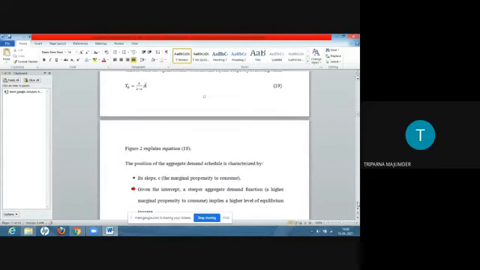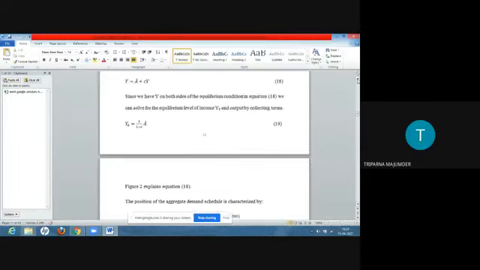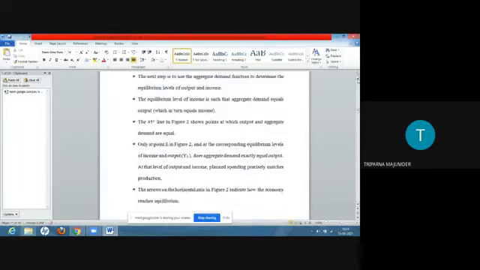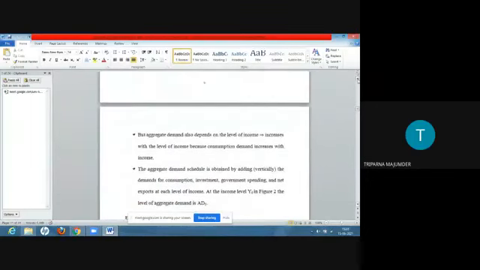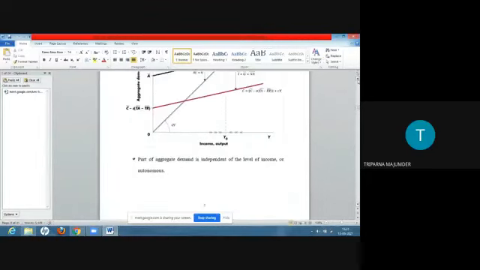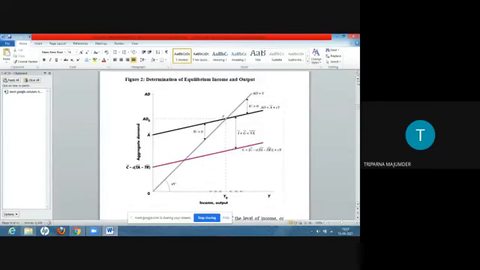From the figure as well as from equation 19, we find that the position of the aggregate demand schedule is characterized by the slope of c and also the autonomous expenditure. If we go back to our diagram, we find that given c, a rise in A bar will give us a higher level of income.